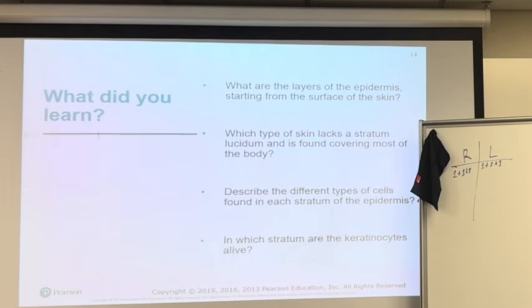Okay, now you have to tell me, I'm not telling you. What are the layers of the epidermis starting from the surface of the skin? Corneum, lucidum, granulosum, spinosum, basale. You have to write it down. Make sure you know the spelling. Okay. So which type of skin lacks a stratum lucidum and is found covering most of the body?